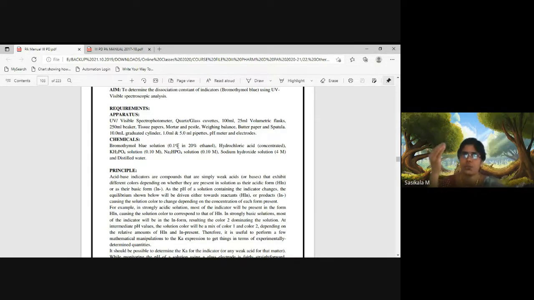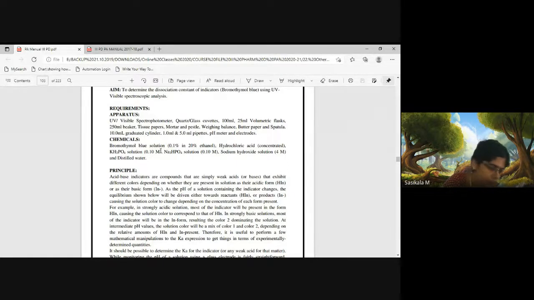Then we need to dilute it up to 100 ml in the 100 ml standard flask, so that we will be getting a 0.1% solution. Then concentrated hydrochloric acid is used. Then a 0.1 molar potassium dihydrogen phosphate solution is used. This is all for preparing buffers.